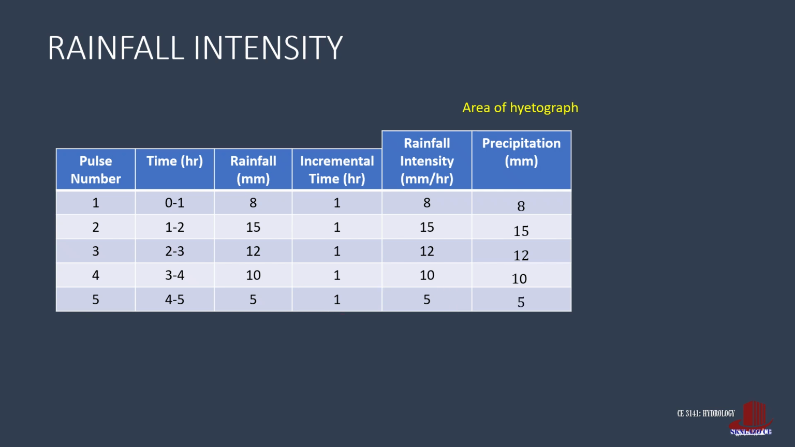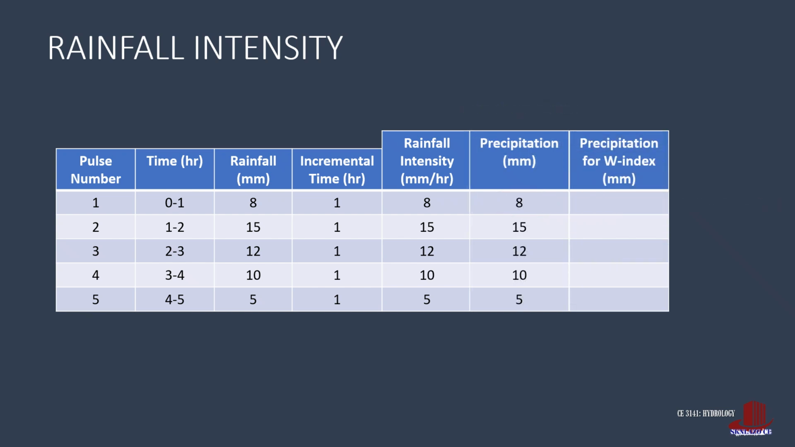So far, all we did are still part of the solution for the phi index. But in order to proceed with W index, take the initial entry and then subtract the initial abstraction. For this example, it is 2 mm. The next column for precipitation in W index then starts with 8 minus 2, which is 6. And the other values are taken as they are, 15, 12, 10, and 5.